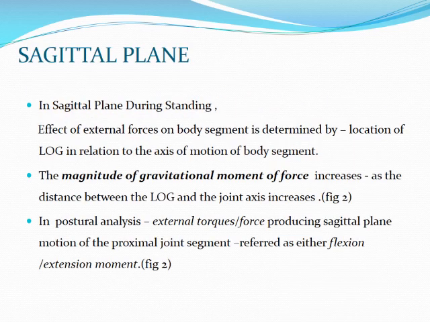So, when we talk about the sagittal plane during standing posture, the effect of the external forces on the body segment is determined by the location of the line of gravity in relation to the axis of the motion of the body segment. When there is an increase in the distance between the line of gravity and joint axis, then the magnitude of the gravitational moment of force also increases.